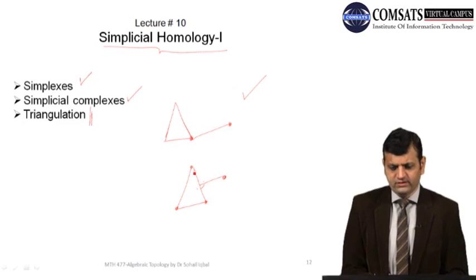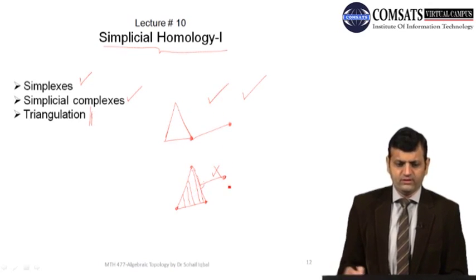If the intersection of this simplex and this simplex is not a simplex, then it is not a simplicial complex. So this one is not a simplicial complex, and this one is a simplicial complex.